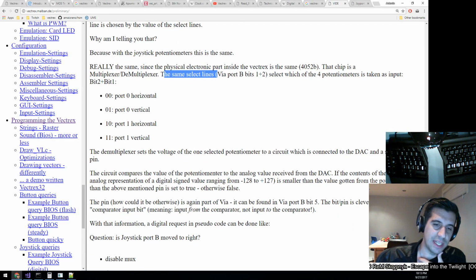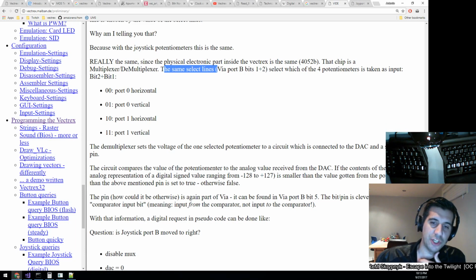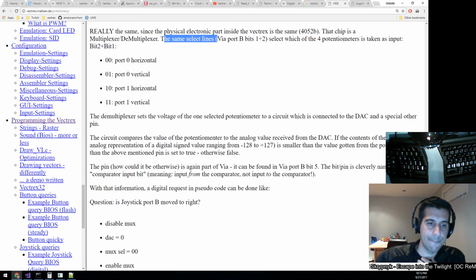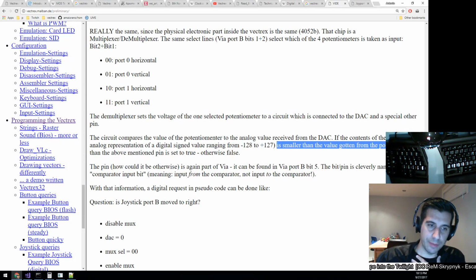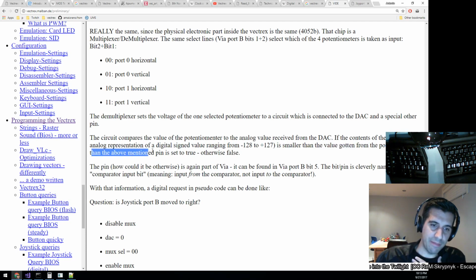The demultiplexer sets the voltage of the one selected potentiometer to a circuit which is connected to the DAC and a special other pin. The circuit compares the value of the potentiometer to the analog value received from the DAC. If the contents of the DAC, the analog representation of a digital signed value ranging from -128 to +127, is smaller than the value gotten from the potentiometer, then the above mentioned pin is set to true, otherwise false.